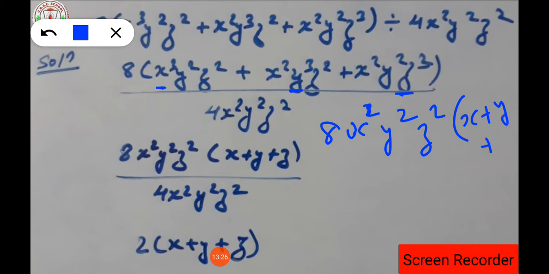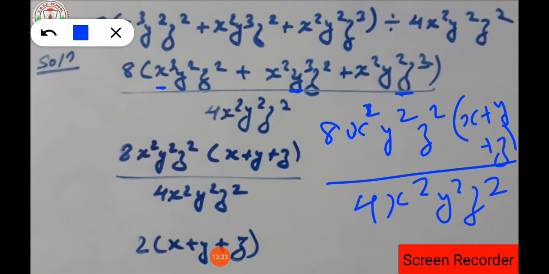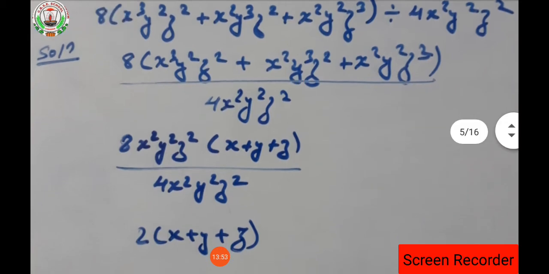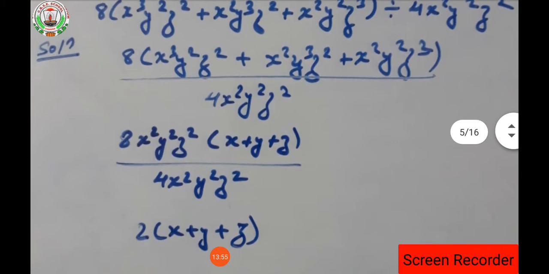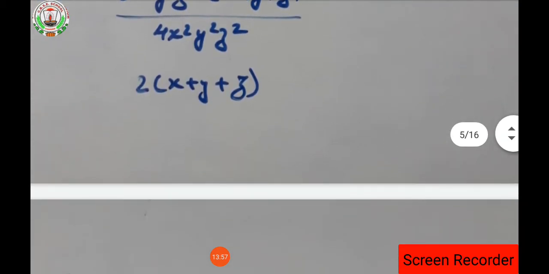That is x plus y plus z is left out, divided by 4x square y square z square, isn't it? So x square from the numerator and denominator will get cancelled, y square from the numerator and denominator will get cancelled. In the same way, z square from the numerator and denominator will get cancelled. Now 4 ones are 4 and 4 twos are 8. So what is the answer? The answer is 2 into x plus y plus z. Clear?